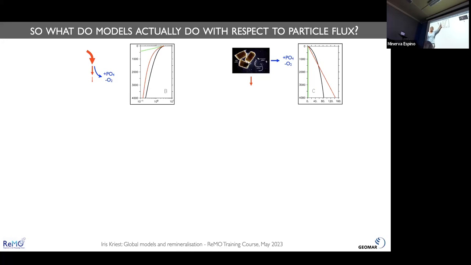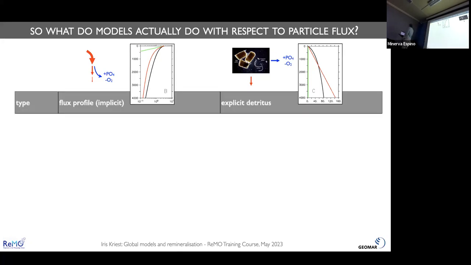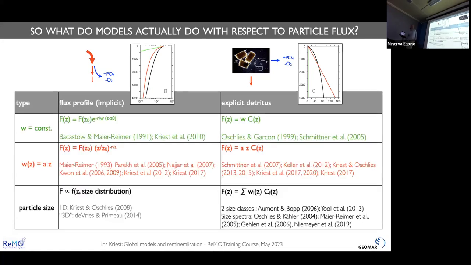Some models apply a Martin curve, a direct flux function, or models that simulate detritus explicitly, in this case described by a sinking speed and a remineralization rate, and then have a look at what global models do. So this column here are the models that go for a flux function, the other ones consider explicit detritus. And these different rows show us the assumptions, for example, about the sinking speeds that are inside those models.